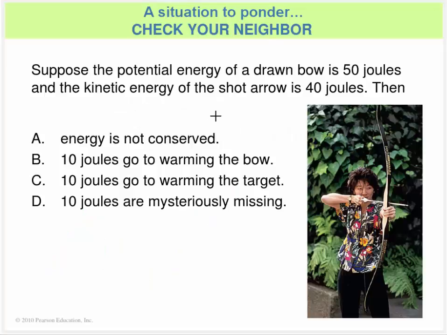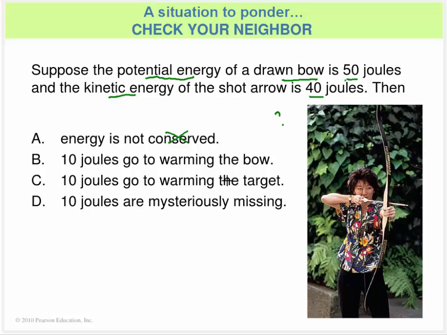So just take a second and think about what you would choose for this. You have a potential energy of a drawn bow, right? That's some stored energy waiting to do something, and that's 50 joules. And we measure the speed of the arrow after it's been shot, and it turns out that it only has 40 joules of kinetic energy. So, what's the deal right here?